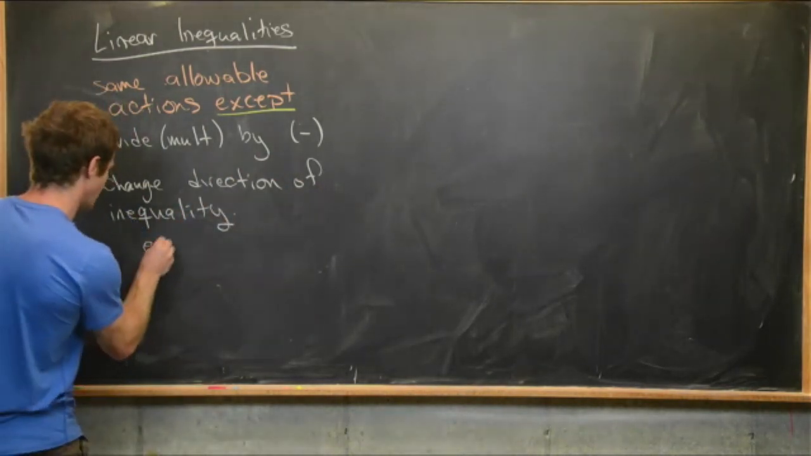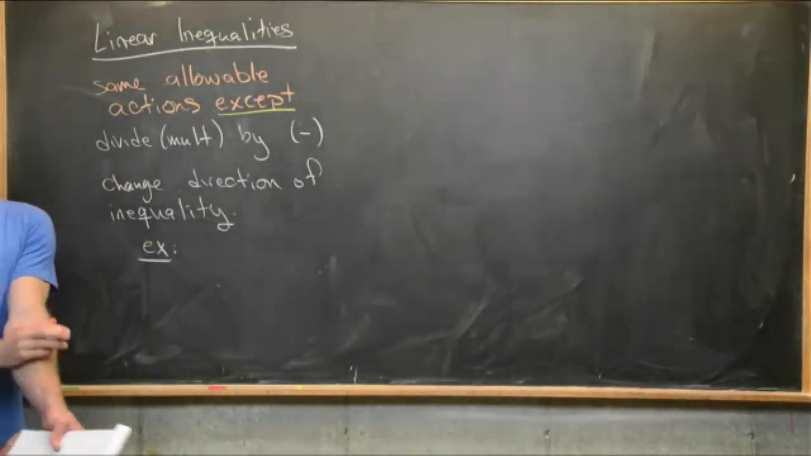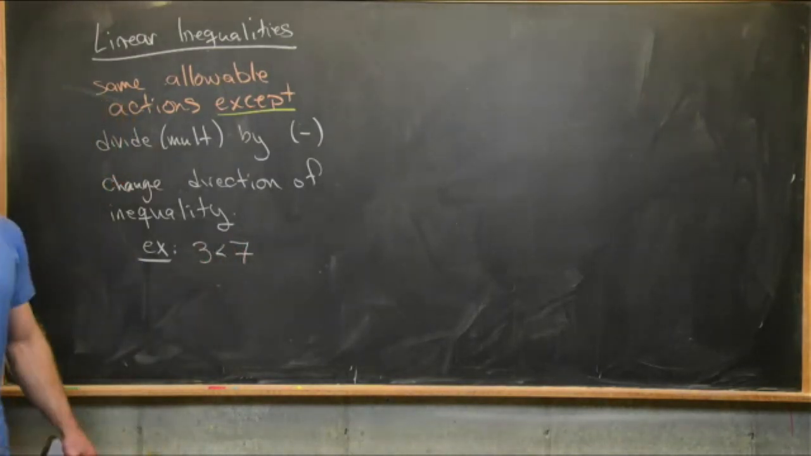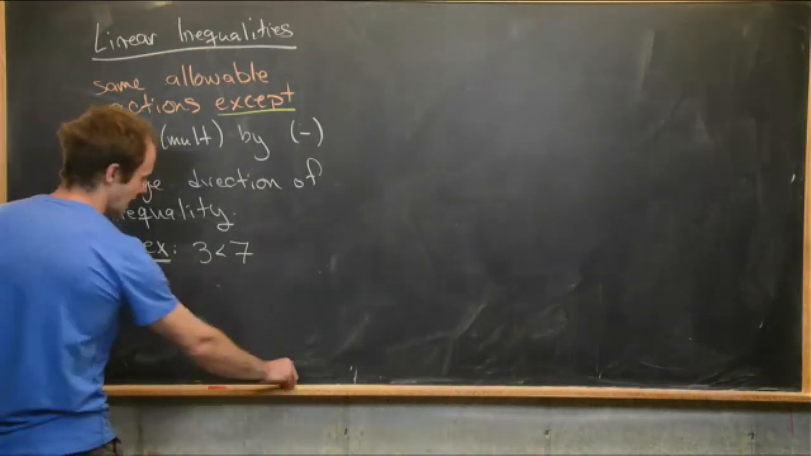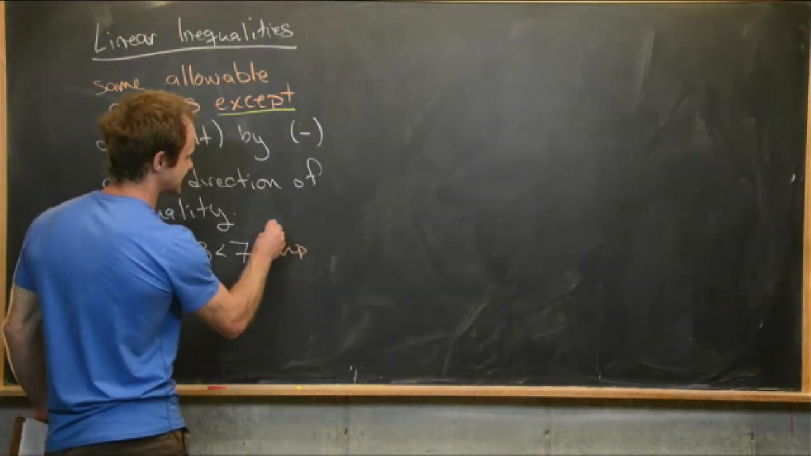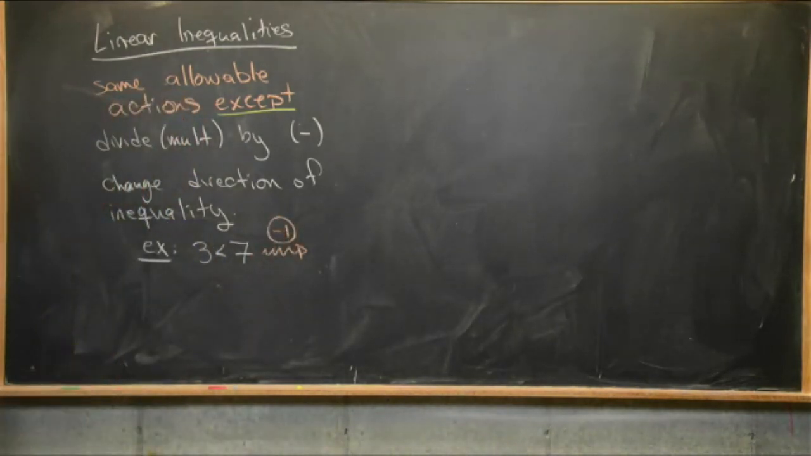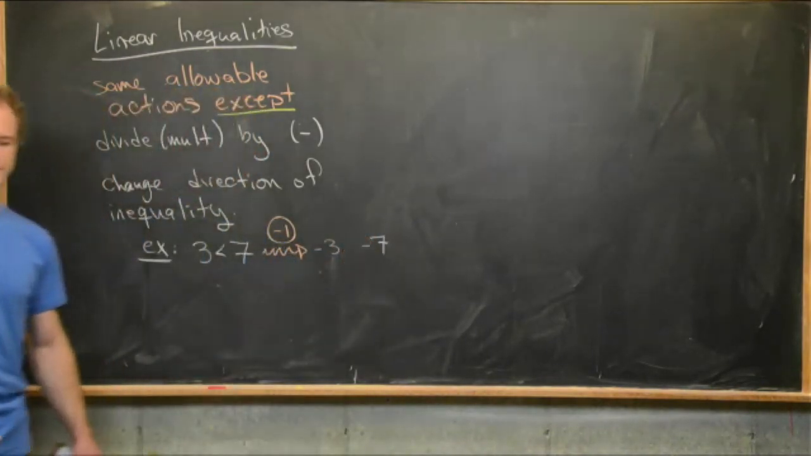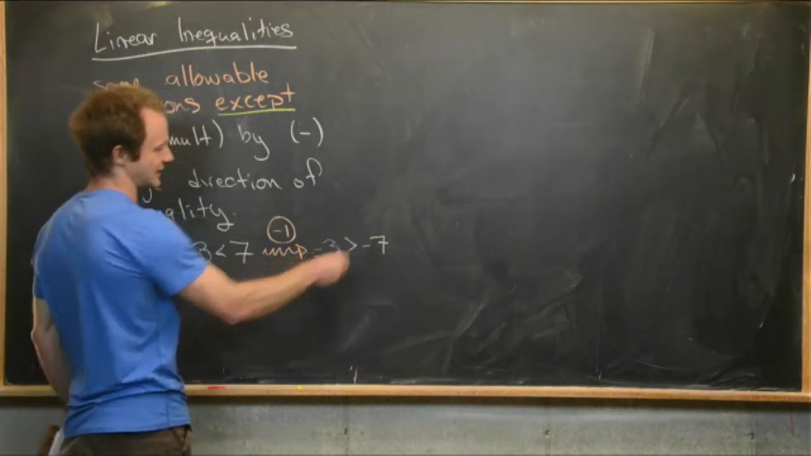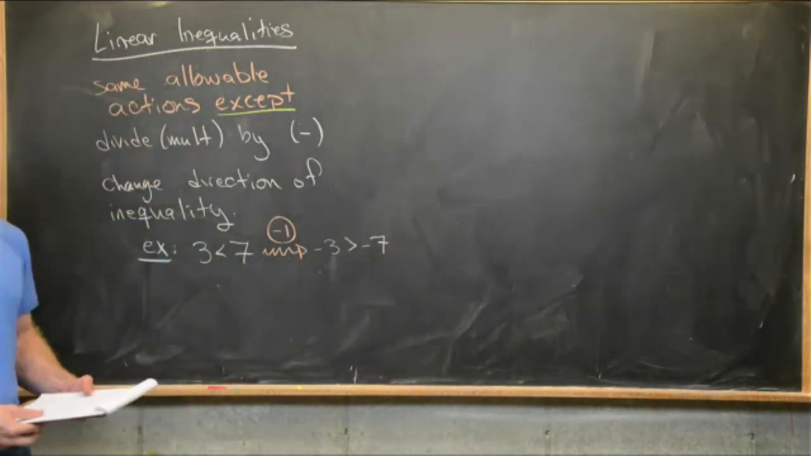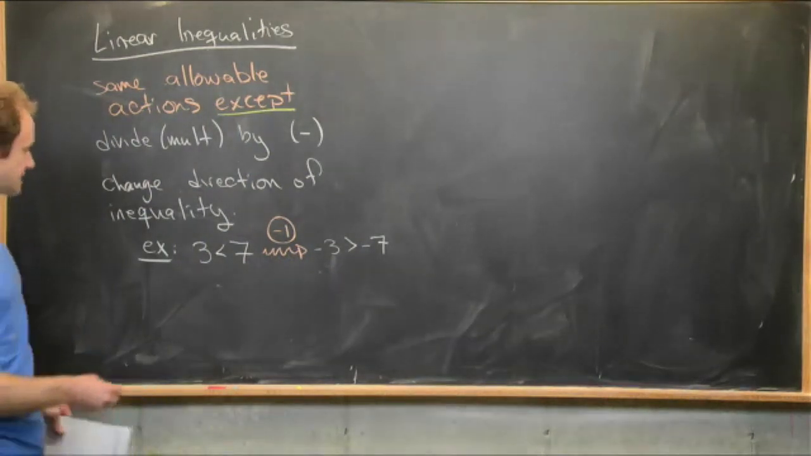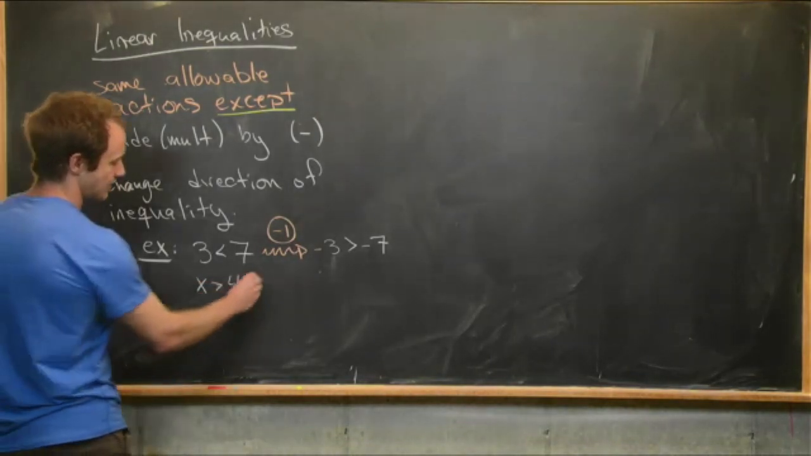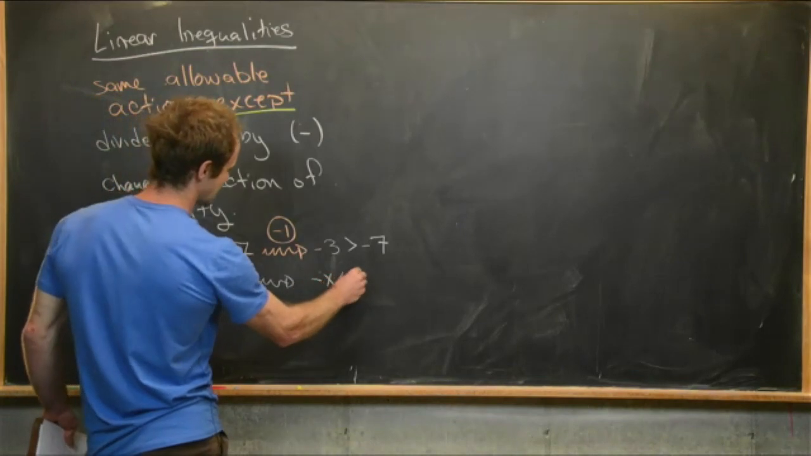So here's an example with numbers to give us some intuition for why we have to do this in the first place. So 3, I think we can all agree, is less than 7. But now let's multiply both parts of this inequality by -1. If we multiply both sides of this inequality by -1, we get -3 and -7. But -3 is bigger than -7, right? Yeah. So let's look at another one real quick. Let's say x is bigger than 4. But that means that -x is less than -4.